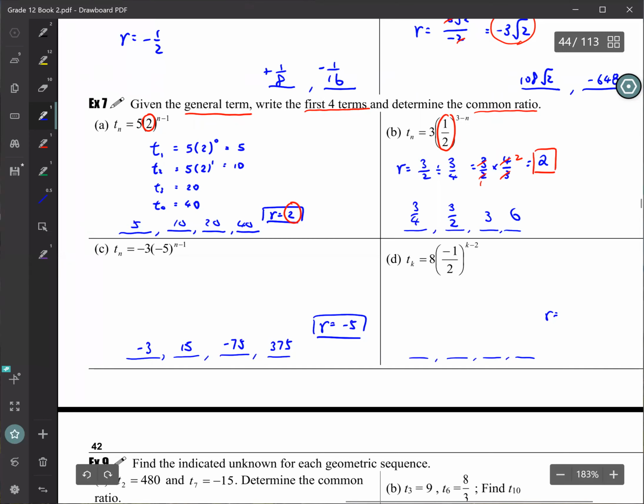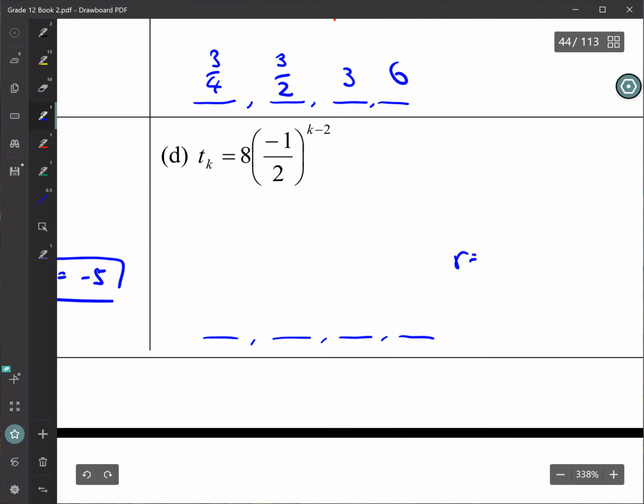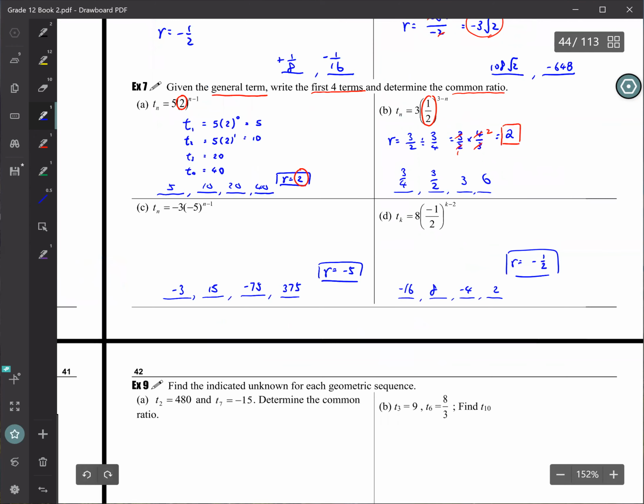Yeah, okay. All right, Tiana, what's your first 4 terms for D? -16, 8, -4, and 2. Okay, and Eric, do you have the same? Eric? Yeah, okay. What's your ratio then? Negative 1/2. Yeah, very good. Okay, so you could leave it as negative 1/2, or you could write negative 0.5.